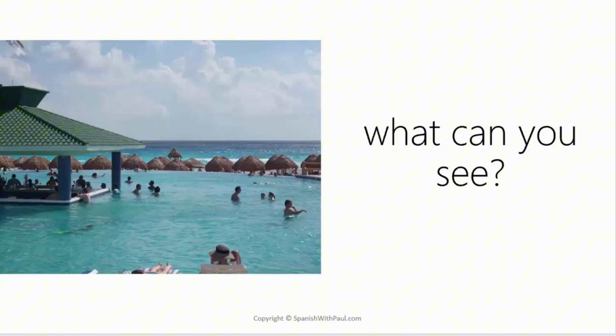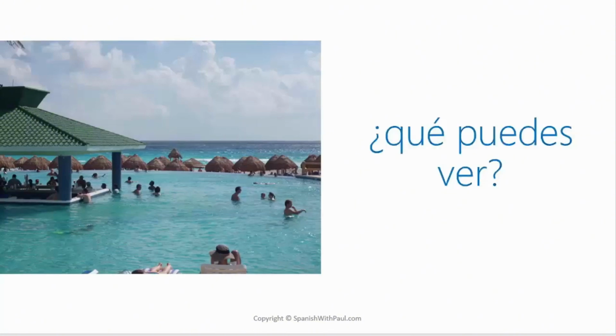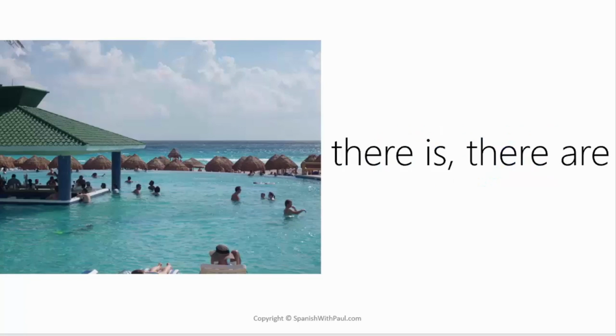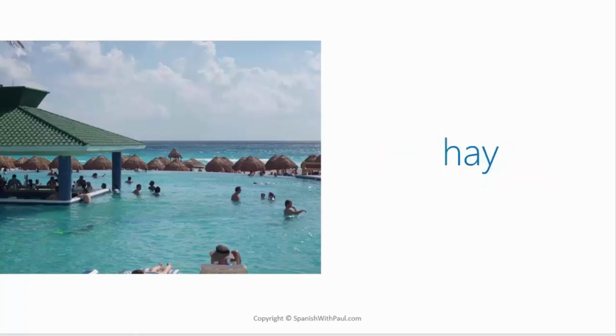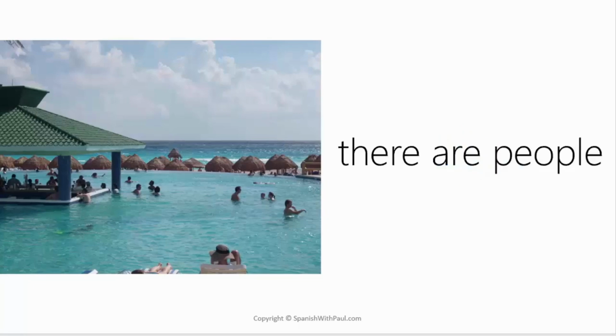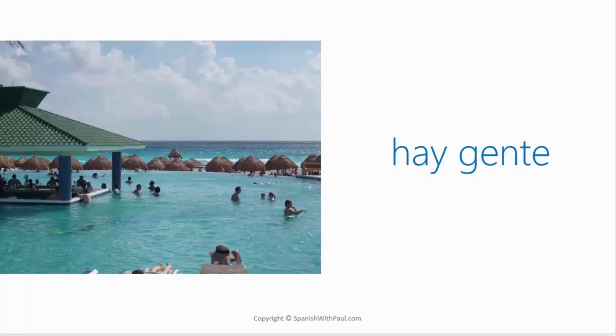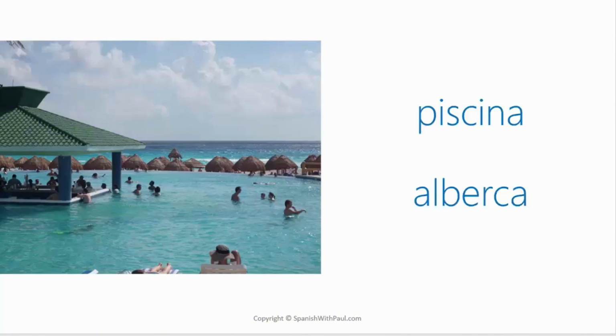So now that we have some vocabulary for the image, let's see what we can do with it. We want to activate it to use it. First of all, how would you ask, what can you see? ¿Qué puedes ver? What's the word for there is or there are? Hay. How would you say there are people? Hay gente. What's the word for pool? Piscina or alberca. Remember that we're going to default to piscina.